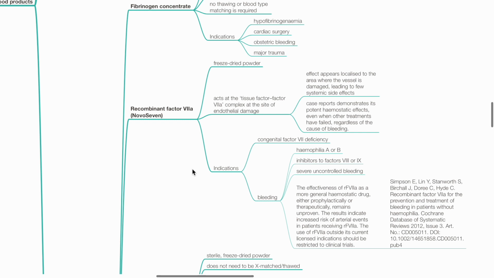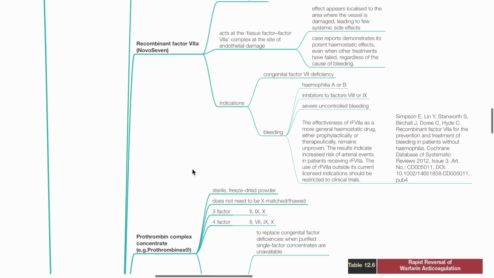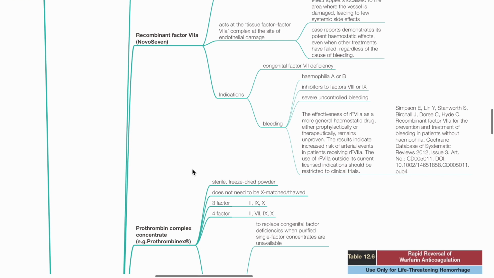A Cochrane review in 2012 indicated that the effectiveness of Novo7 as a more general hemostatic drug, either prophylactically or therapeutically, remains unproven. There is increased risk of arterial events in patients receiving Novo7. The use of Novo7 outside its current license indications should be restricted to clinical trials.